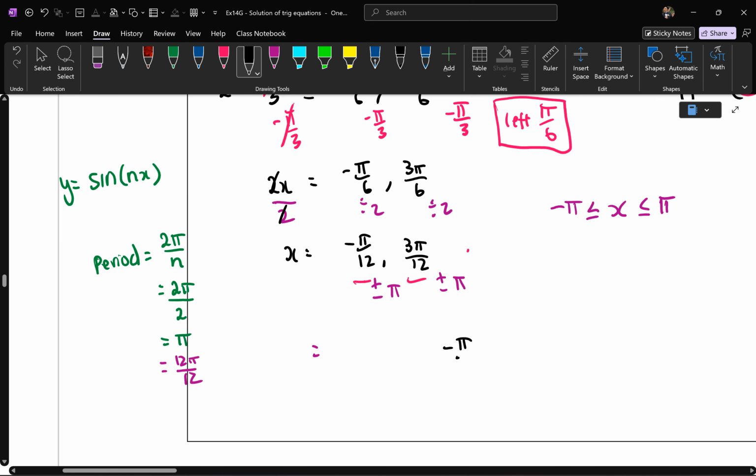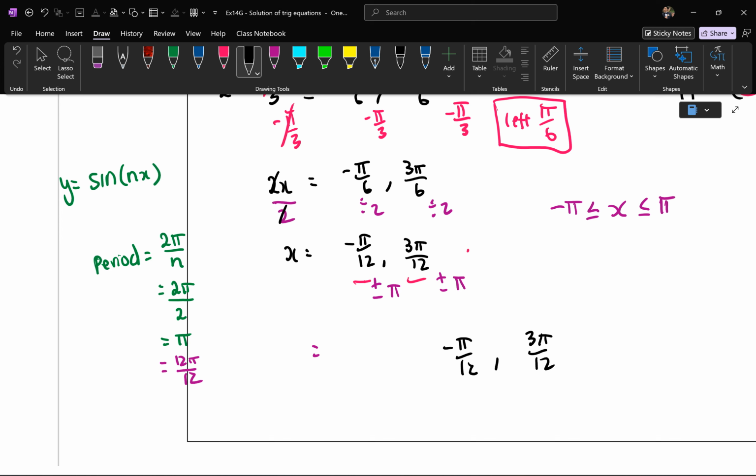You had -pi on 12 and you had 3 pi on 12 as your two answers. If you add pi, that's the same thing as saying adding 12 pi on 12. What's -1 plus 12? 11. So you can have 11 pi on 12. But if you add this one by 12 as well, so adding an extra pi, you get 15 pi on 12. So that's my extra two solutions.